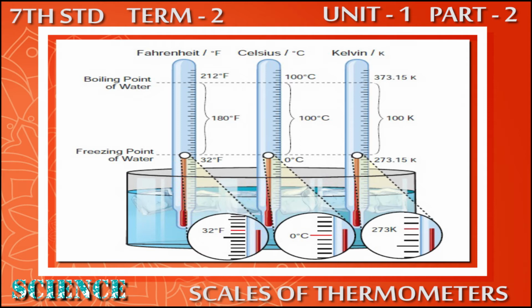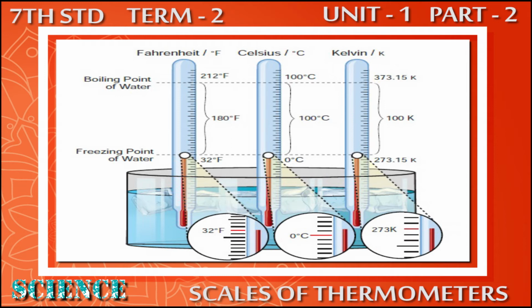Already you studied three scales: Celsius scale, Fahrenheit scale and Kelvin scale. Celsius scale, how does this name come? The name of the Swedish astronomer Anders Celsius is given to the Celsius scale. The scale runs from 0 degrees C, that is the freezing point of water, to 100 degrees C, that is the boiling point of water. So the Celsius scale is divided into 100 parts.